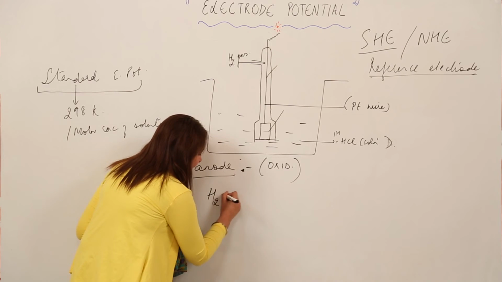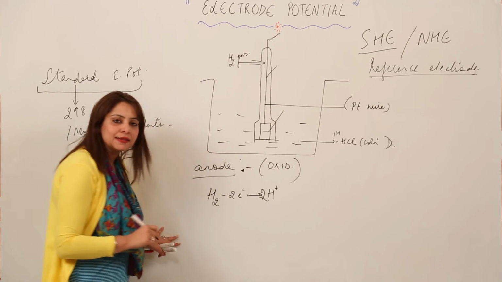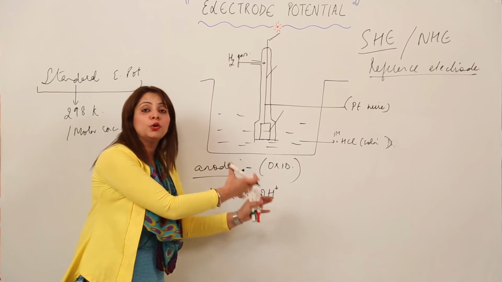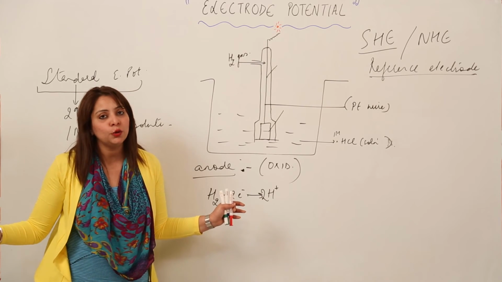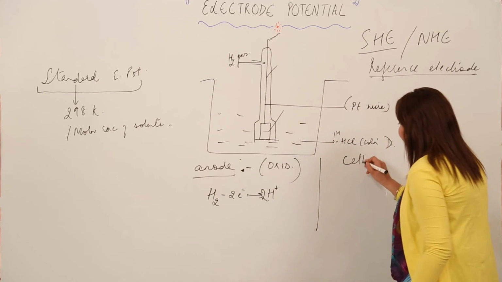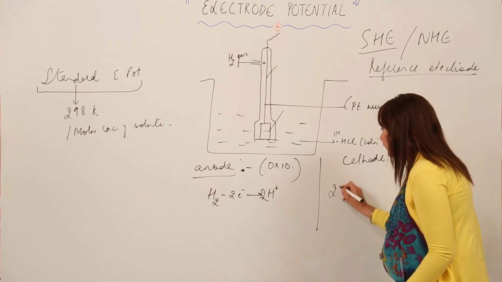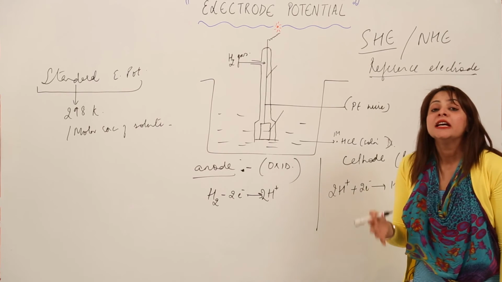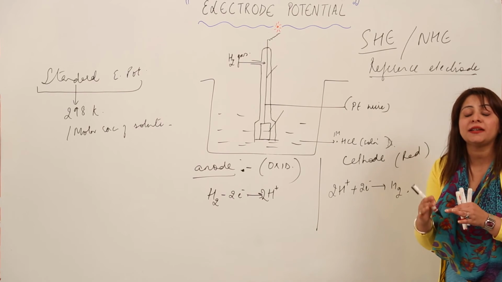Oxidation means we have hydrogen gas. It will lose 2 electrons and form 2 hydrogen ions. So if you see this kind of reaction occurring, that means it is undergoing oxidation and acts as the anode, and the other cell attached to it will act as a cathode. But if we see the opposite on the cathode, the reduction, where these hydrogen ions combine to form hydrogen gas, that means they show reduction, and we know that the side which shows reduction acts as the cathode.